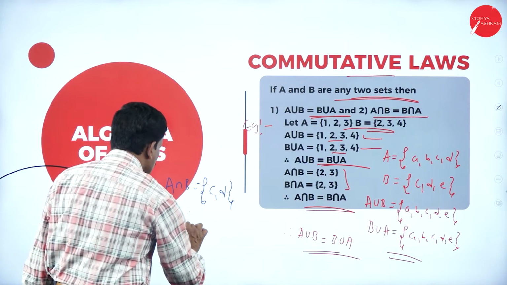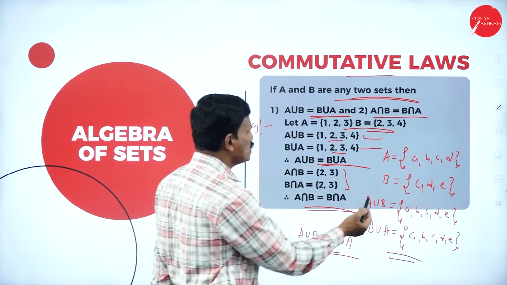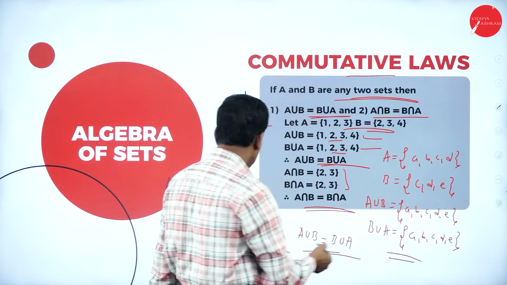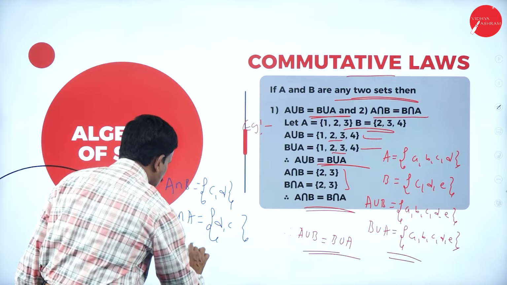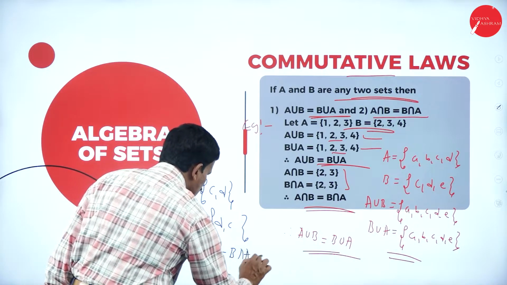Similarly, B intersection A. B contains C, D, A also contains C, D. So the common elements are C and D. So what do you say from these two? We can say that A intersection B is also equal to B intersection A.